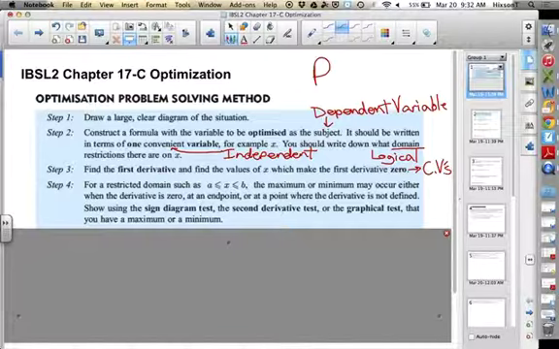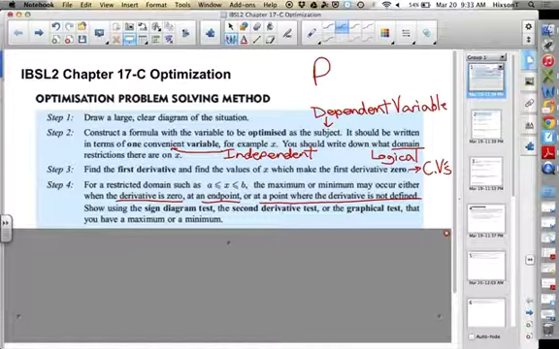First of all, for restricted domains such as x between two values, and notice it has to be able to equal those values, the maximum or minimum may occur either when the derivative is 0, so at that critical value you just got, at an endpoint, that's an easy one to forget, or probably the least common one is going to be a point where the derivative is not defined. That one doesn't show up too often, but it's possible there as well.